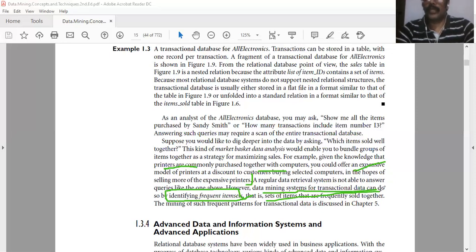The data mining functionality known as association rule mining is mainly applied in this transactional database. So association mining is performed in the transactional database. We study how association mining is performed in transactional databases in module 5.